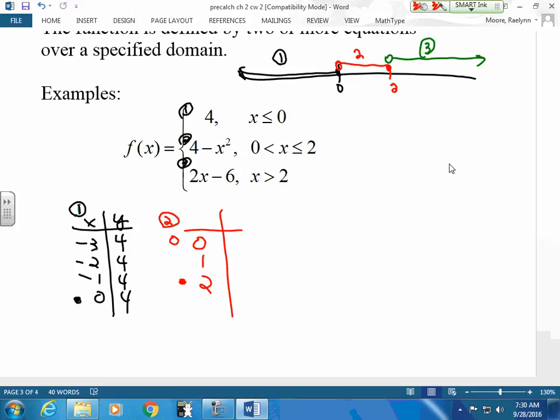Now, put this in your Y1, and just give me these values from your table. If I put a 0 in here, I get a 4. If I put a 1 in there, I get a 3. If I put a 2 in there, I get a 0. Good so far?